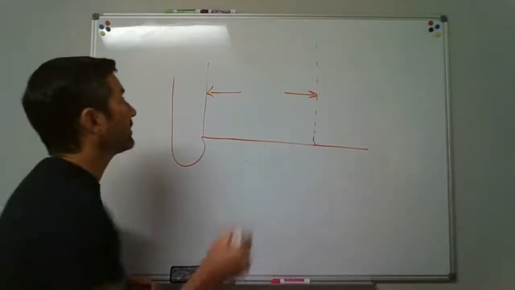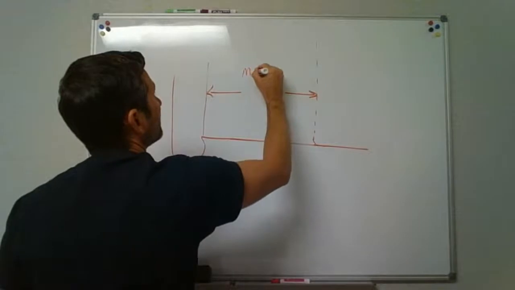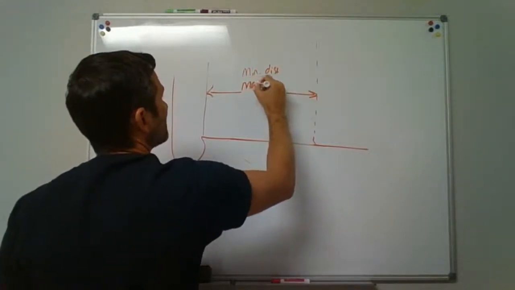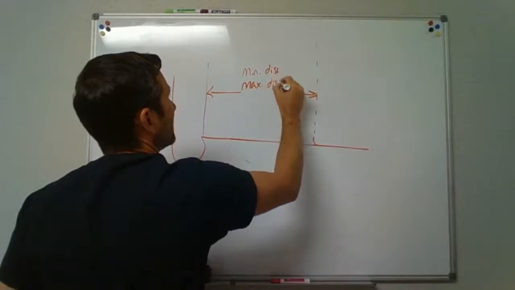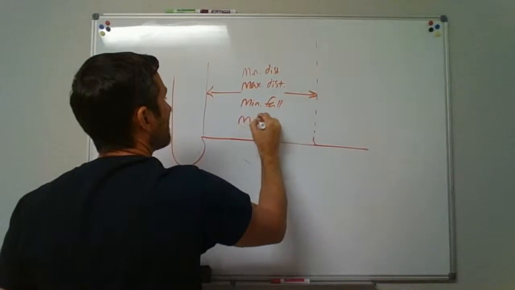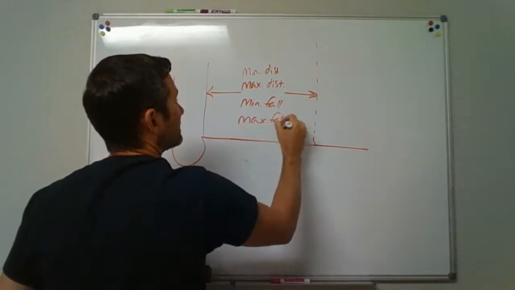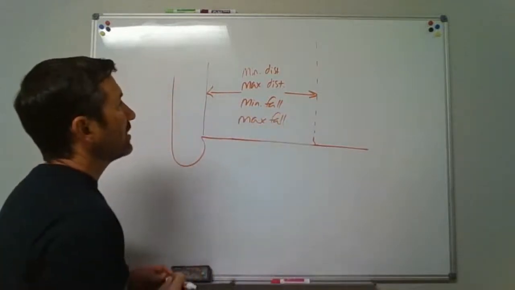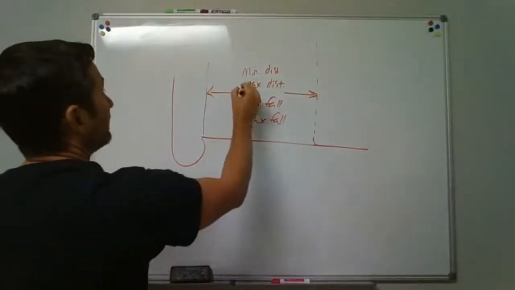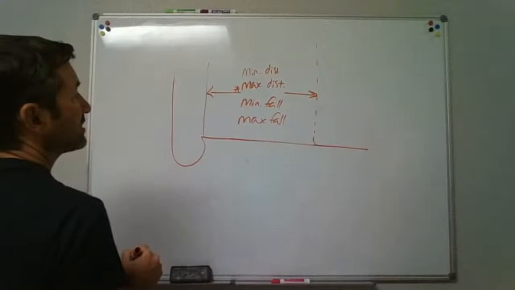Now, if you remember, I always put minimum distance, maximum distance, and then we talked about also the minimum amount of fall and the maximum amount of fall between the trap and the vent. Okay, so table 909.1 is hitting this piece of information, the maximum distance.